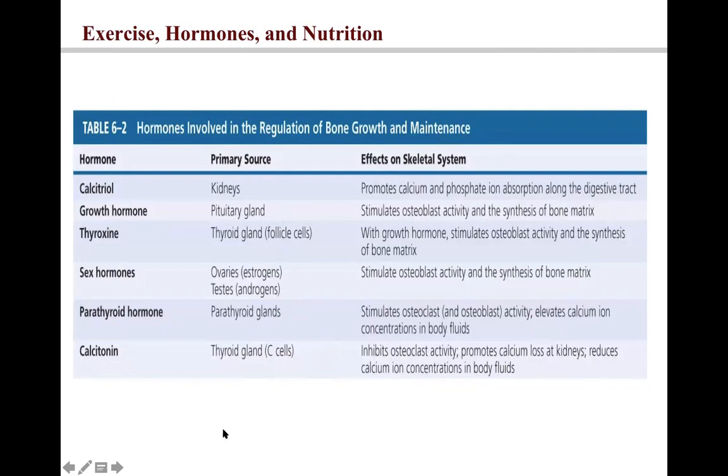I'm sure all of you have learned and enjoyed this chapter. Go over this chapter thoroughly. Remember, the skeletal system is an important system in our body in order to keep homeostasis. Thank you.